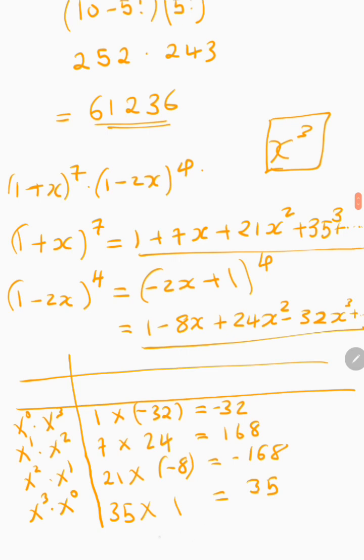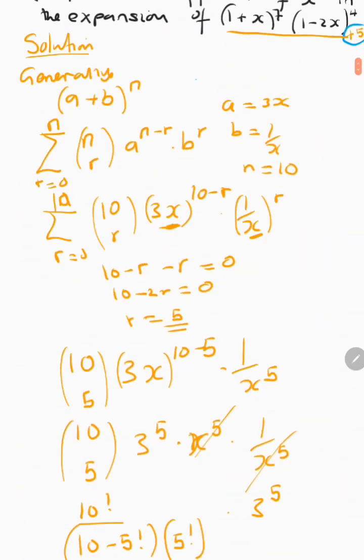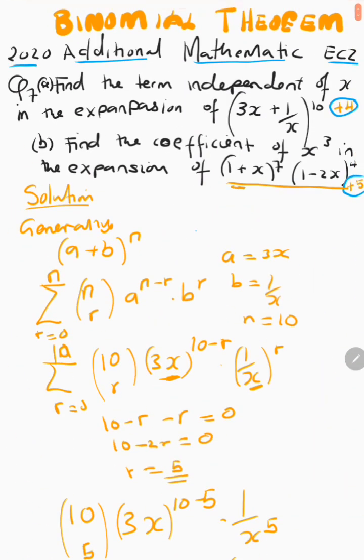And you can add. This and that will cancel out. You remain with negative 32 plus 35. This will give you 3. So that is the coefficient for this term. The coefficient of x cubed in this expansion is 3.